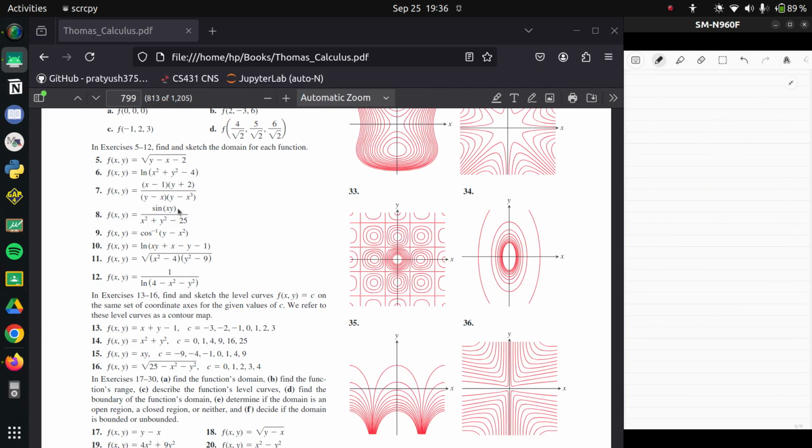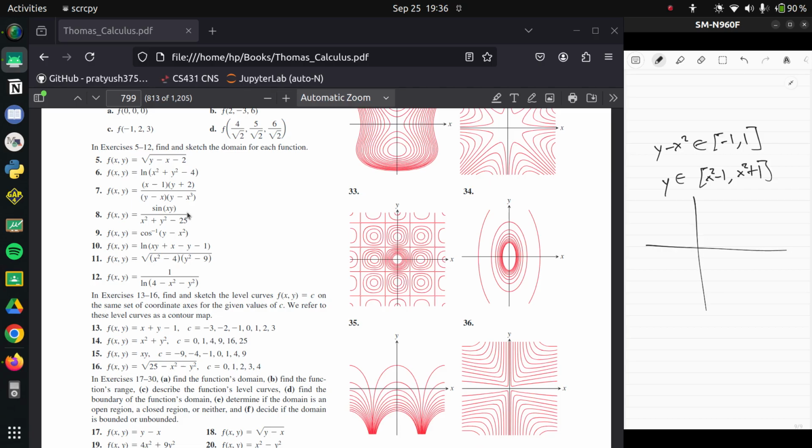You get that stuff, right? So it's cosine inverse of y minus x square. The same stuff, y minus x square should lie in minus 1 to 1, which means y lies in x square minus 1 to x square plus 1.